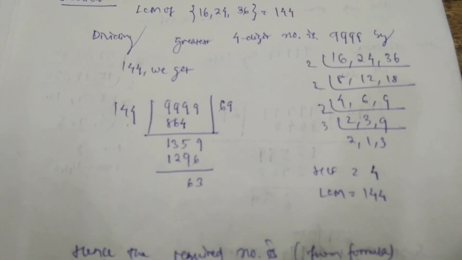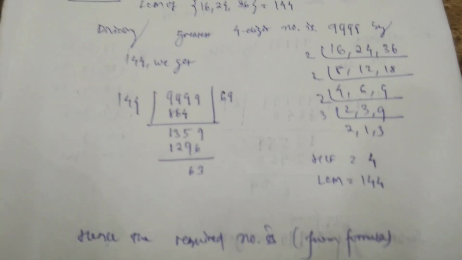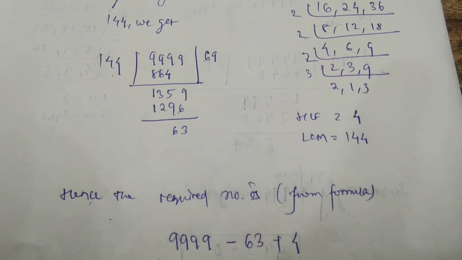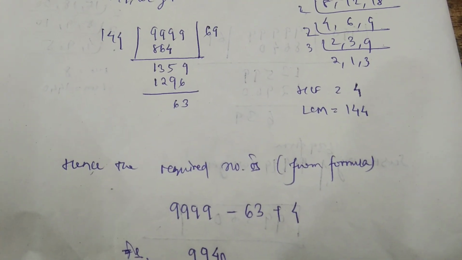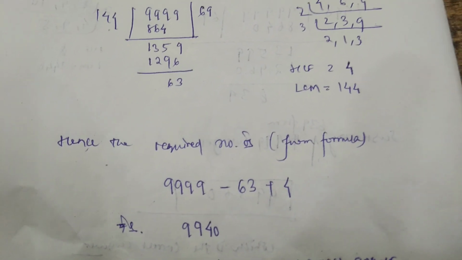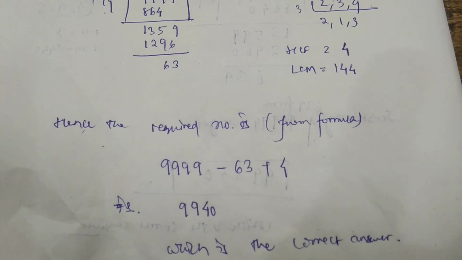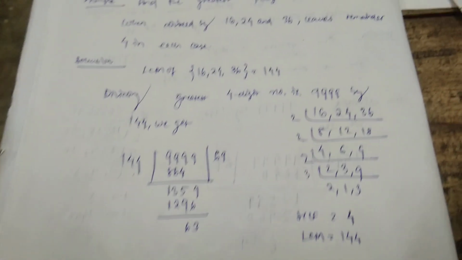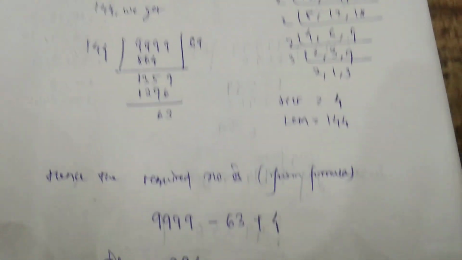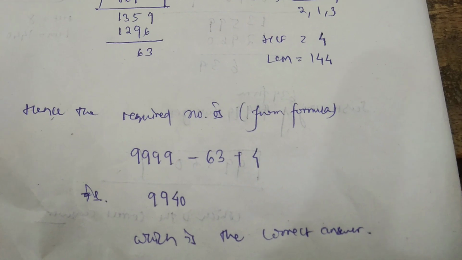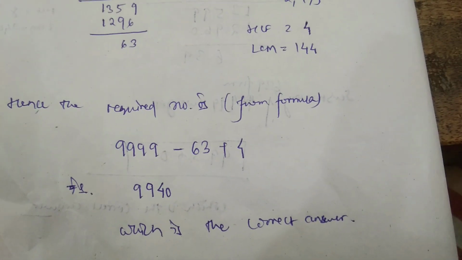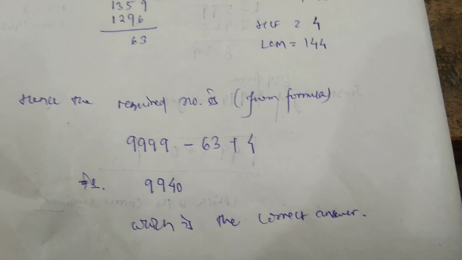Now on dividing we get the remainder 63 and quotient 69, and now we will subtract 63 from 9999. Now on subtracting we get 9936, but we have to get remainder 4 in each case, so we have to add 4 here. On adding we get the value 9940. Hence this is our correct answer. You can also check. Thank you.